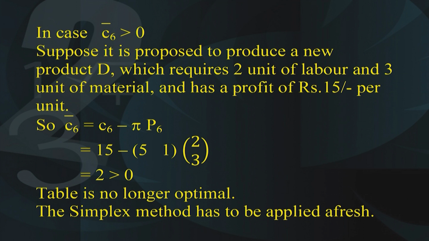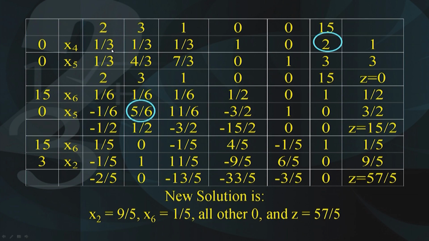So, the table is no longer optimum, and therefore, the simplex method has to be applied afresh. You have to apply the simplex calculations afresh. Let us do it. How will we do it? If you look at this table, x4 and x5 are already there: 1 by 3, 1 by 3, 1 by 3, 4 by 3, 1 by 3, 7 by 3, 1 0, 0 1. This is the initial table that we have been given in the problem.